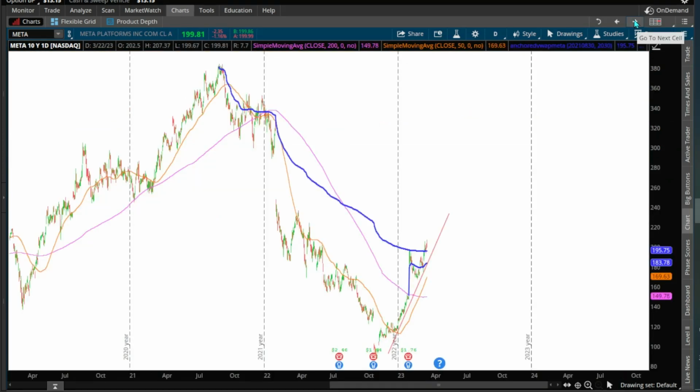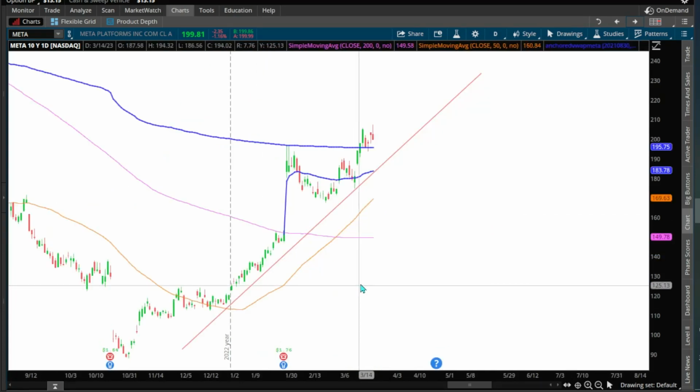So now we're looking at Meta. So this anchor VWAP from the all-time high, this is also playing out pretty damn well too. So we are seeing price action just cut down a little bit. So right now we're at 199.81, and this VWAP right here is at 195.75. So maybe we could pull back down to that a little bit.